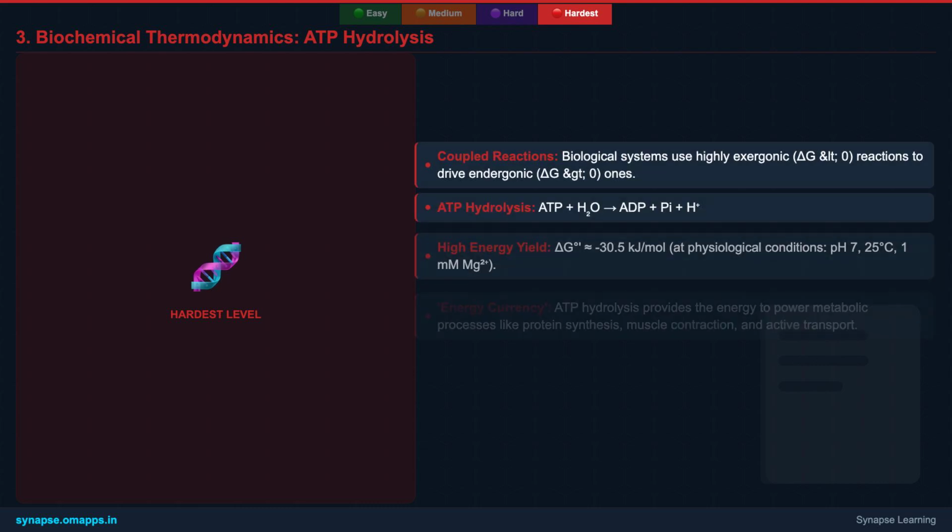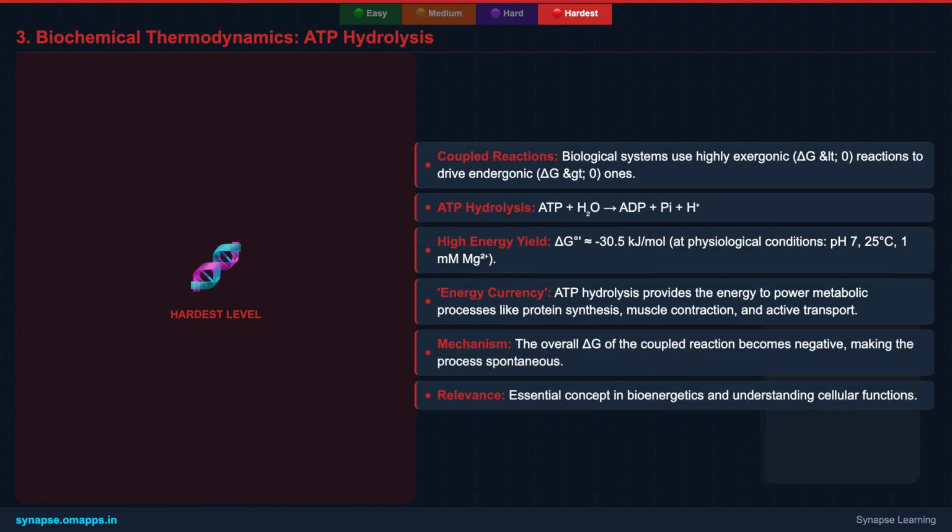Biochemical systems masterfully employ coupled reactions to drive life processes. Many essential reactions, like protein synthesis or active transport, are thermodynamically unfavorable. Nature overcomes this by coupling them with the highly exergonic hydrolysis of ATP.